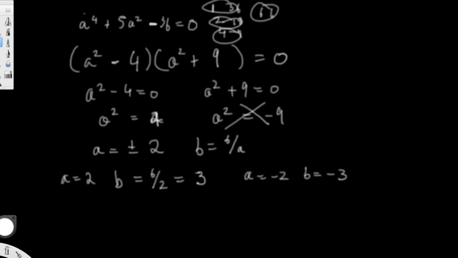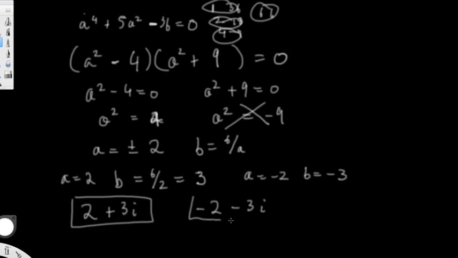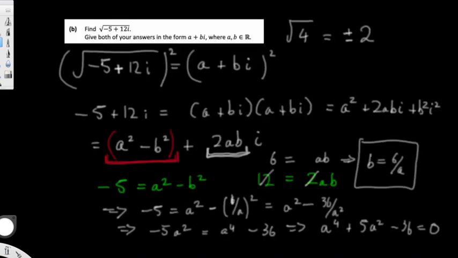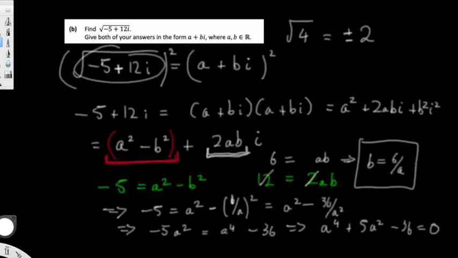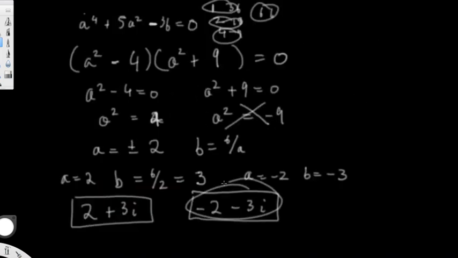So we have our complex number 2 plus 3i, or minus 2 minus 3i. So these are the two complex numbers that, if you were to square this complex number, you would get minus 5 plus 12i. Or if you were to square this complex number, you would get minus 5 plus 12i.